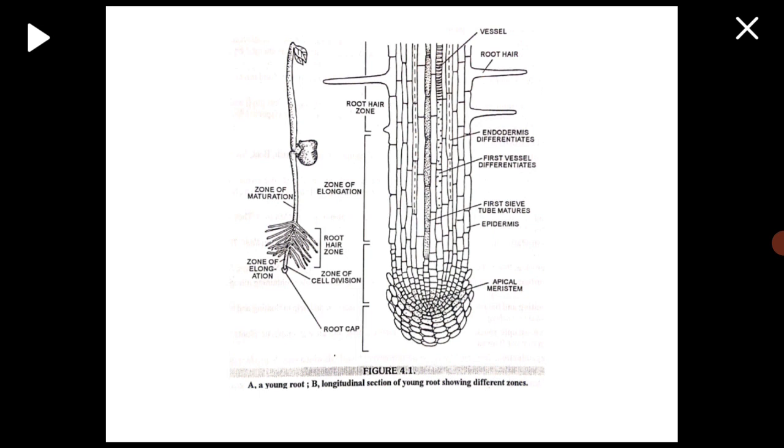The lateral branches of roots are endogenous in origin, means they arise from the pericycle. The roots are negatively phototropic, positively geotropic, and positively hydrotropic.